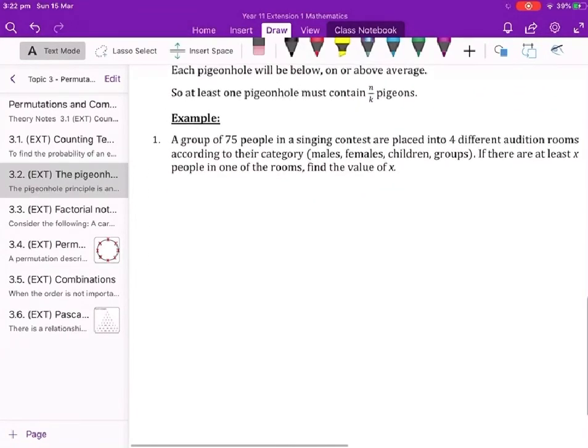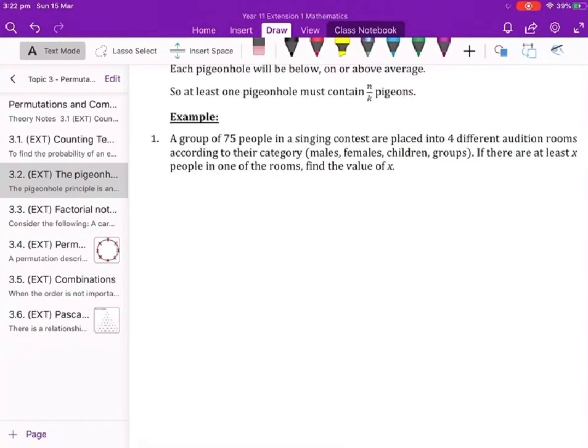A group of 75 people in a singing contest are placed into 4 different audition rooms according to their category: males, females, children, and groups. If there are at least X people in one of the rooms, find the value of X.